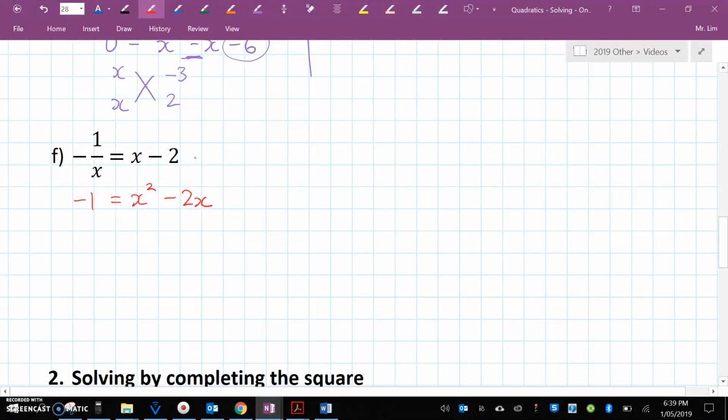Is x squared positive? Yes, it is. Is it all equal to 0? No. So I need to move this minus 1 to that side. That will leave us with 0 on the left hand side. Positive x squared minus 2x plus 1.